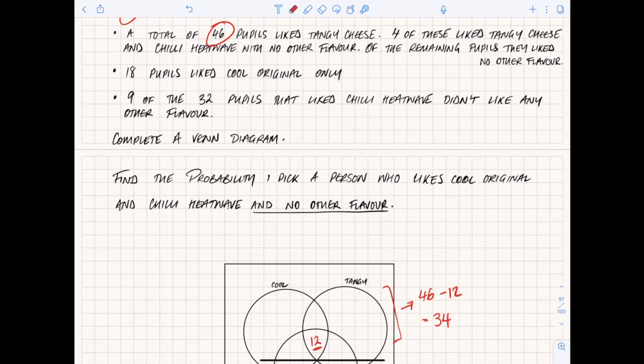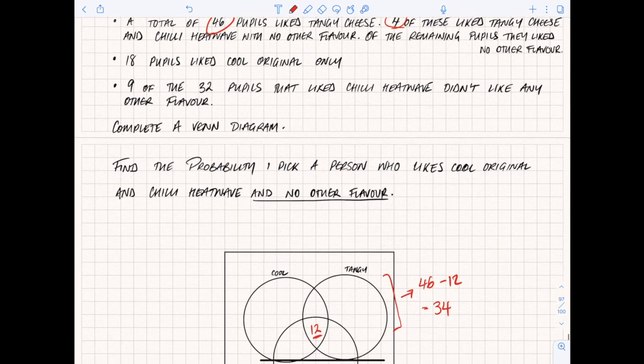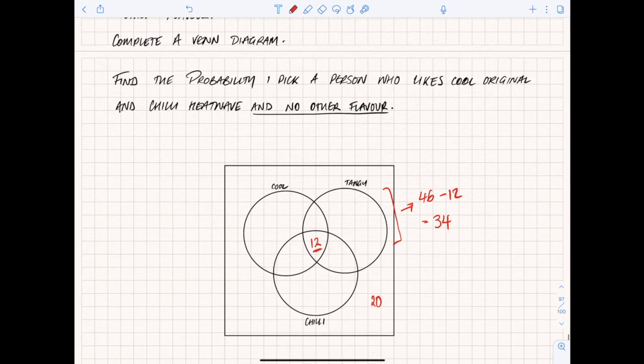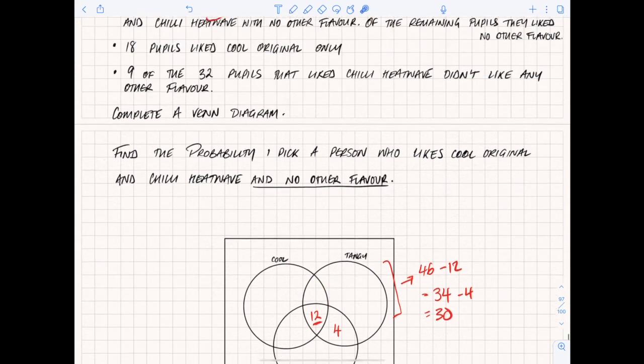It says 4 of these like tangy cheese and chili heatwave with no other flavour. So tangy cheese and chili heatwave, and they didn't like any other flavour, which means that has to go in that section there. So that's your tangy cheese and chili heatwave overlap. It can't be in that one because that would also mean they like Cool Original as well, and it says they don't like any other flavour. So that means I'm going to take away that 4, and I've now got to fill in that, and that has to be 30. Well, let's see what it says.